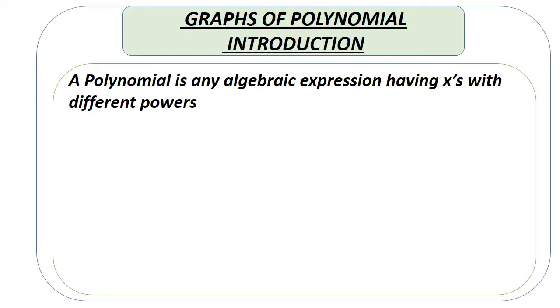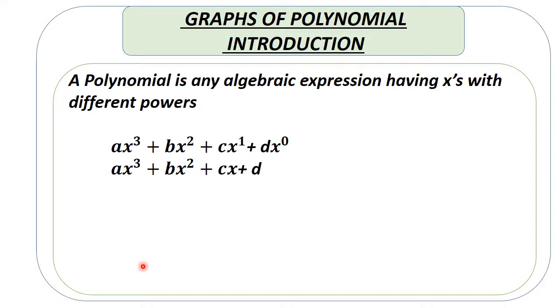So what is a polynomial? A polynomial is any algebraic expression having x's with different powers. So if you have an algebraic expression that has x's with different powers, it's a polynomial. We can have a situation like this. Here we have terms separated by pluses, or it can be minuses, and they all have different powers. The first one is power 3, the second is power 2, the third is power 1, the fourth is power 0. Such things are called polynomials.